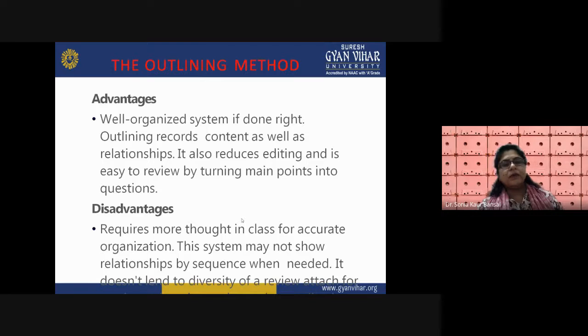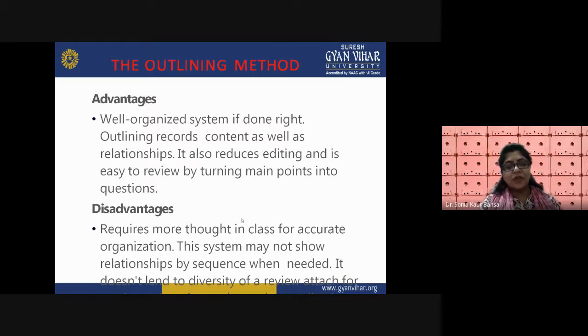Now, after taking notes on a particular concept, what you are listening to from your teacher during the class, if you are adopting the outlining method, it is understood that if the student has done it the right way, then outlining records content as well as the relationship. It establishes relationships between various parts of the chapter you are going to study on that particular day. So, students, if you are doing it then and there, it reduces your effort of editing in the end, and it is easy to review by turning main points into questions. Whatever you have noted down as your main points, you can easily frame your own questions. So you think, okay, in the exam this can be asked in this way. This is the advantage of the outline method.